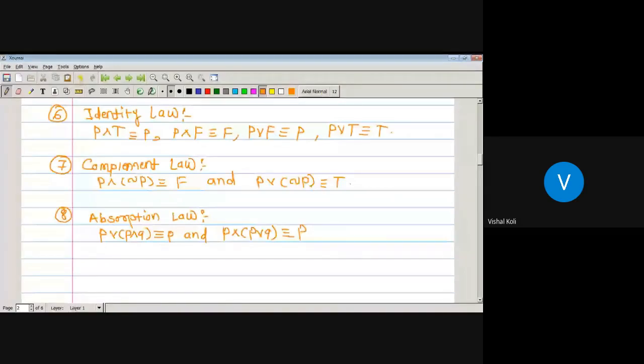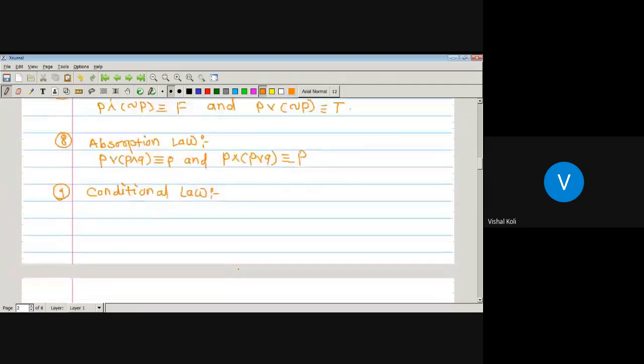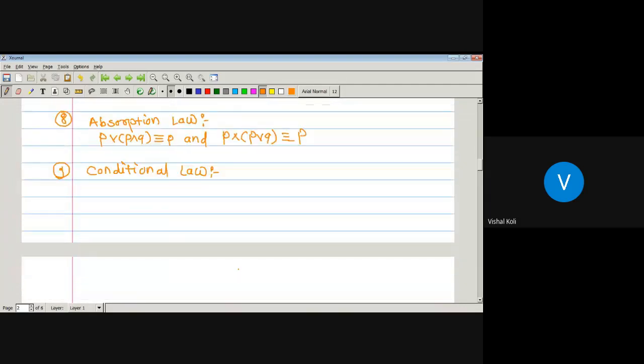Now, ninth one will be a conditional law. If P and Q are two statements, then the conditional is denoted by P conditional Q, and it says that P conditional Q is equivalent to negation of P or Q.